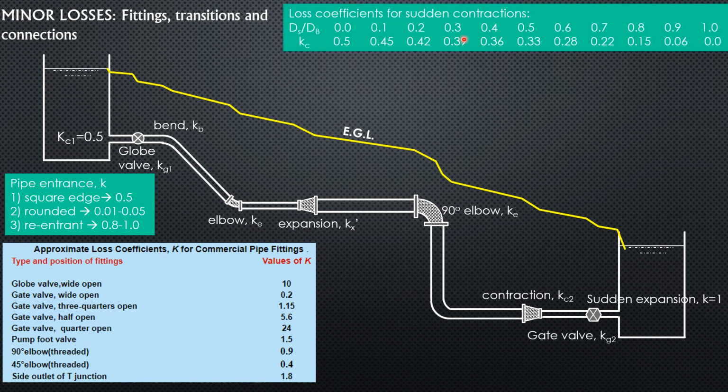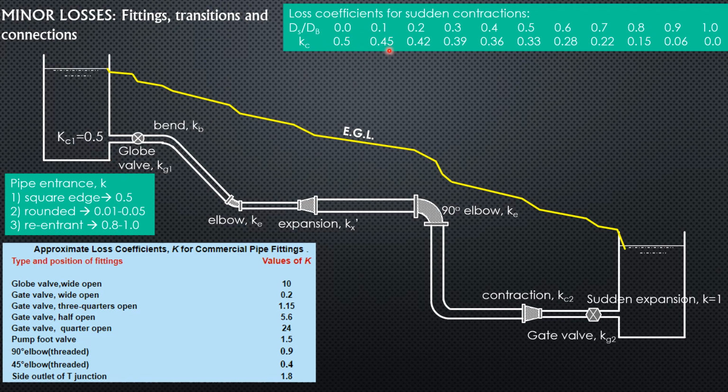Then loss coefficients for sudden contractions. Sudden contraction is different from this one, because this is a gradual contraction. Sudden contraction means from a bigger pipe, then 90 degrees to a smaller pipe. So when the ratio of small diameter to big diameter is 0, it's like this one, small diameter to reservoir. The diameter of the big reservoir is very high compared to the diameter of the pipe at the entrance, so the ratio is almost 0. That's why K is 0.5.